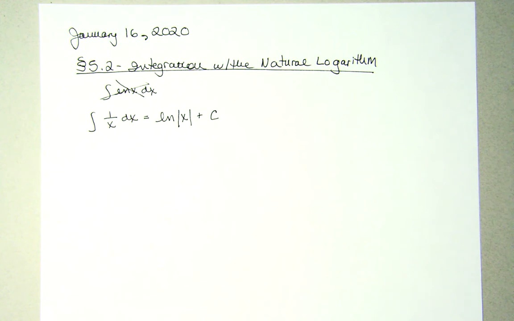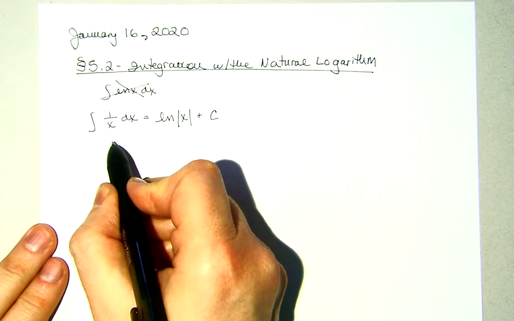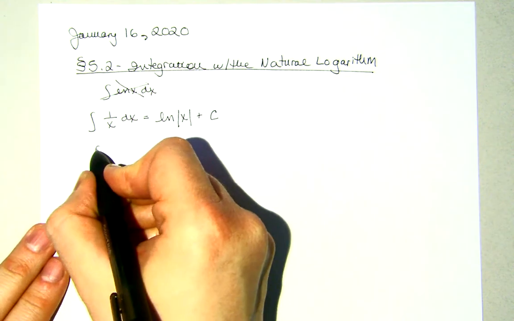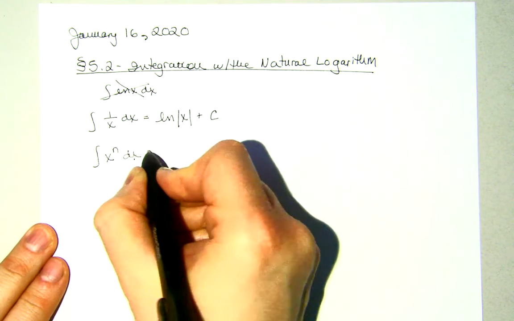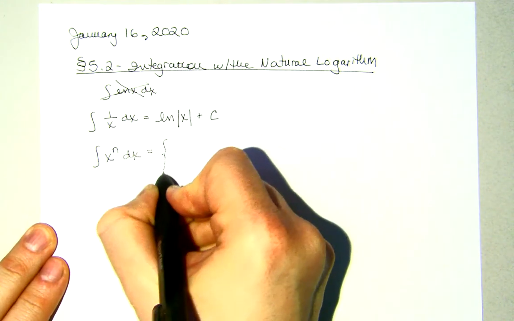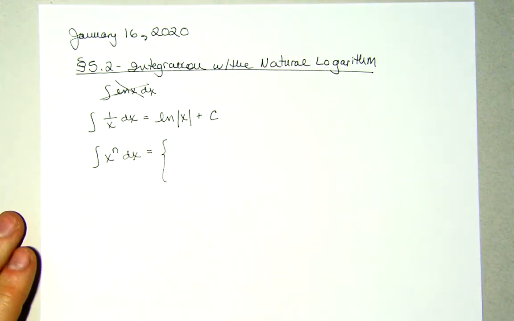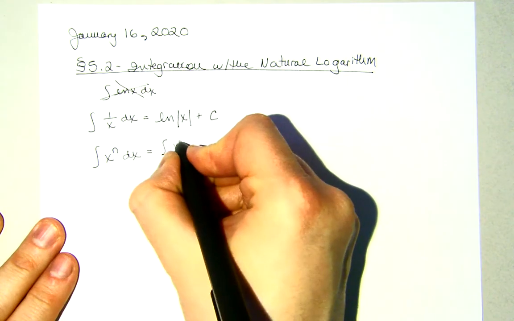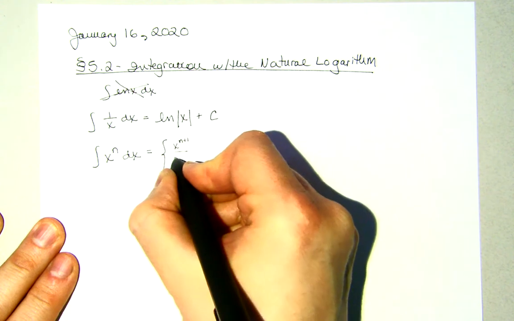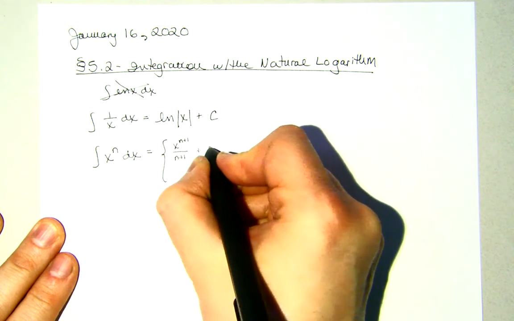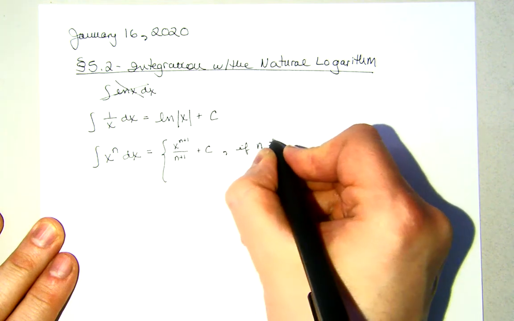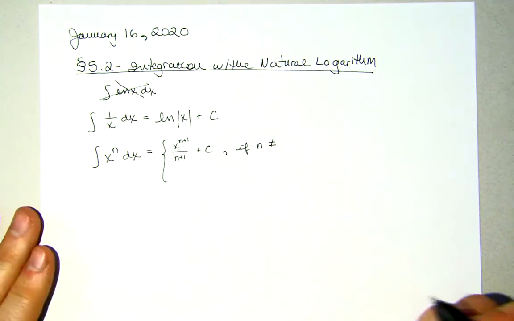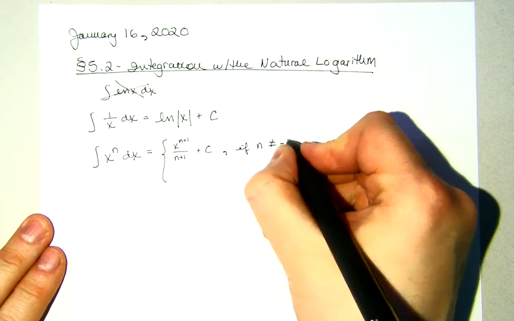Before we go on and do some other problems, what I also want you to realize is this rule is sort of a special case of our power rule. I also want to write it like this. If I want to do the integral of x raised to the n dx, in general, this is x to the n plus 1 over n plus 1 plus a constant, our normal power rule, as long as our power is not what? Negative 1, you can't do that one.